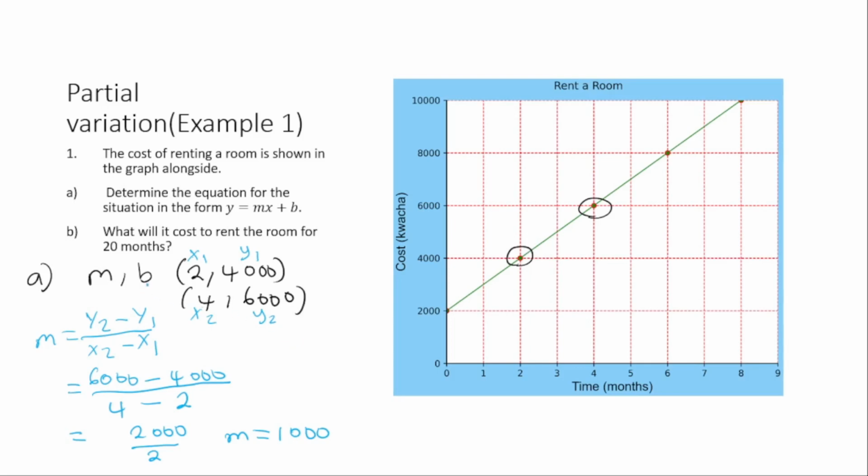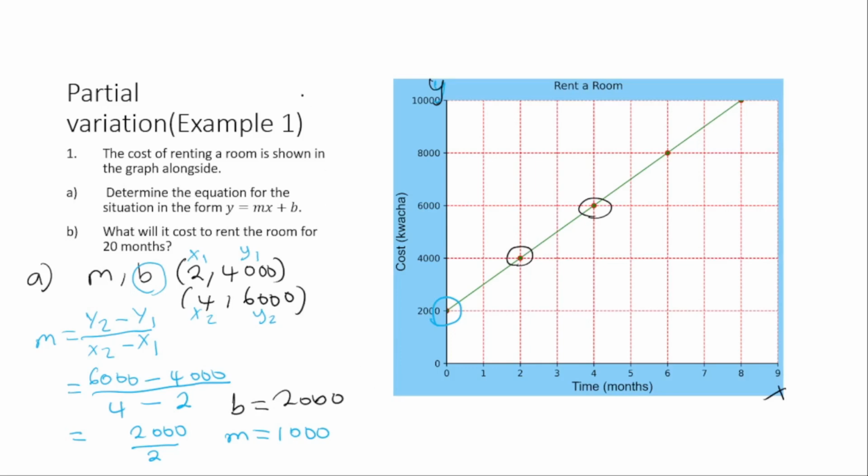Then b is the y-intercept. The y-intercept is where the straight line cuts the y-axis. So this is our y-axis, then this is our x-axis. The point at which this line cuts the y-axis, the y-coordinate at which it cuts the y-axis, is our b. So b will be equal to 2,000.